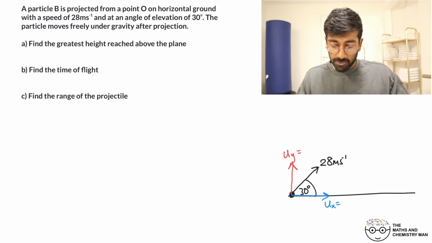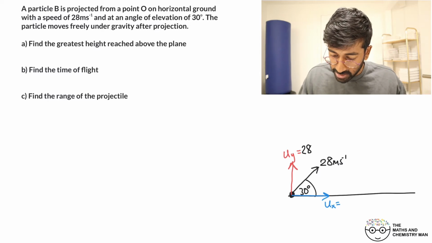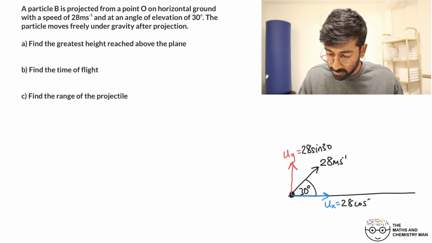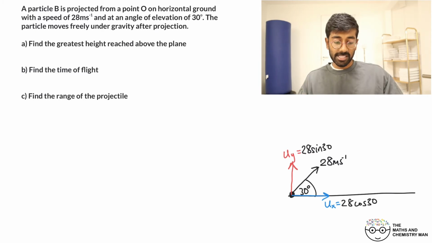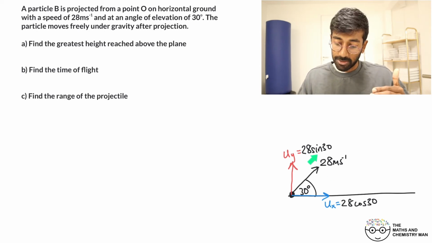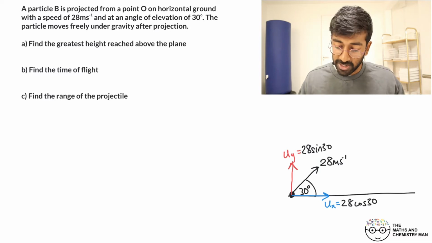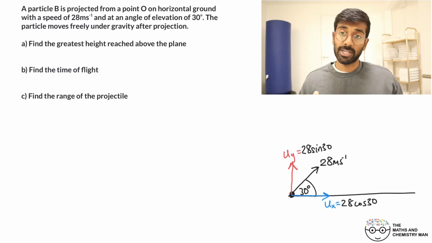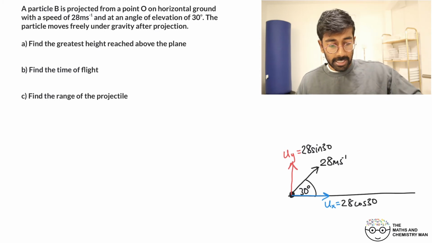Now, to resolve this, the vertical would be 28 sin 30, and then in the x direction that would be 28 cos 30. So what we've done there is basically said that of this 28 meters per second, 28 sin 30 is acting upwards in the vertical direction, and 28 cos 30 of it is acting in the horizontal direction. Okay, perfect. And now we're ready.